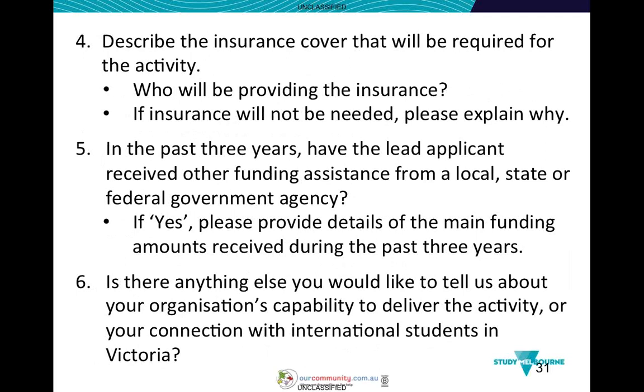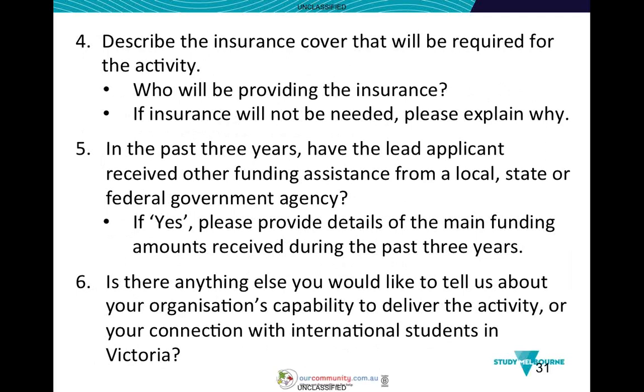The next question asks if there's anything else you would like to tell us about your capability to deliver the activity. Now, I just want to talk about capability just for a moment and what some examples of capability might be. Capability really is 2 elements: capacity to deliver, so if you've got the resources, the networks, the contacts, as well as your ability to do so. So think about experience, knowledge, etc. If there's anything else that you want to tell us about your capability or your connection with international students, please do so here.